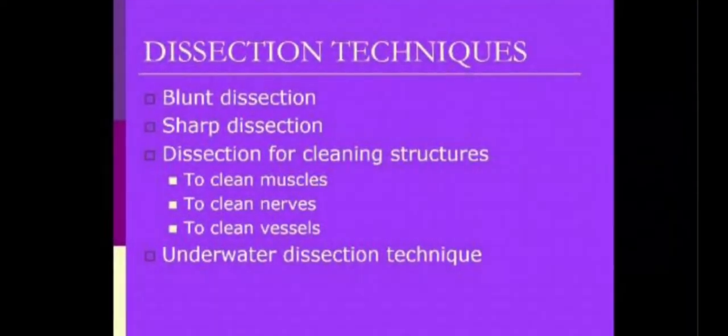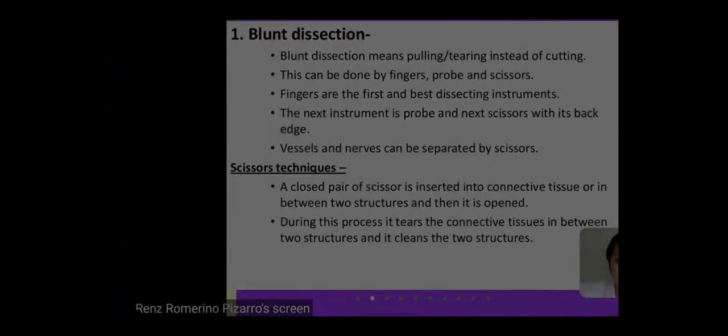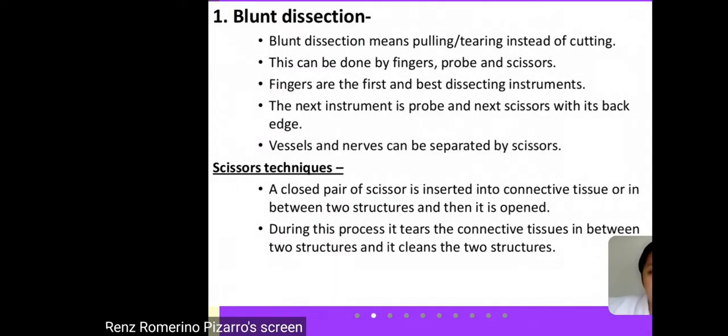Dissection techniques: blunt dissection, sharp dissection, dissection for cleaning structures, to clean muscle, nerves, and vessels, and underwater dissection technique. These are the techniques used for dissections. First of all, blunt dissection. Blunt dissection means pulling or tearing instead of cutting.